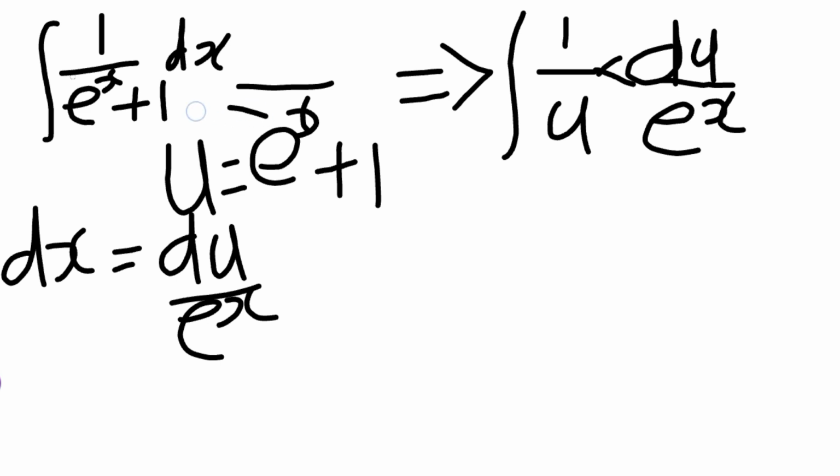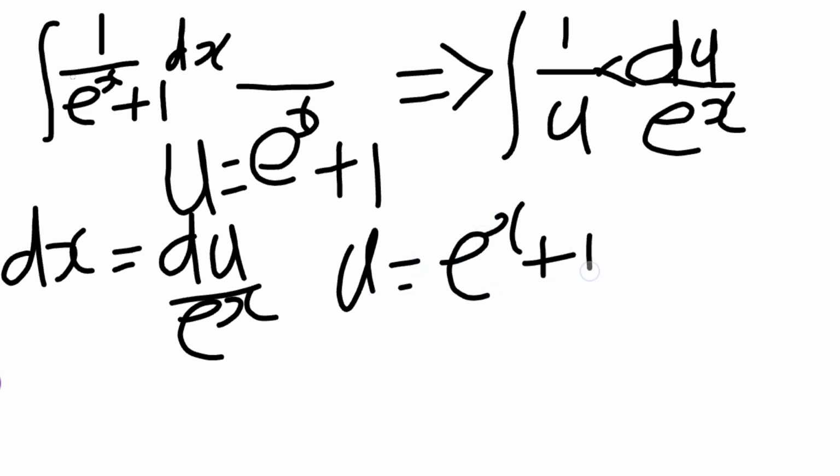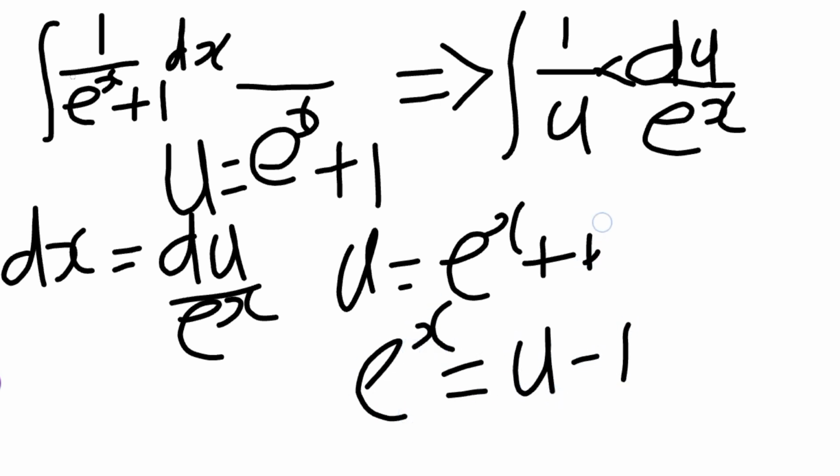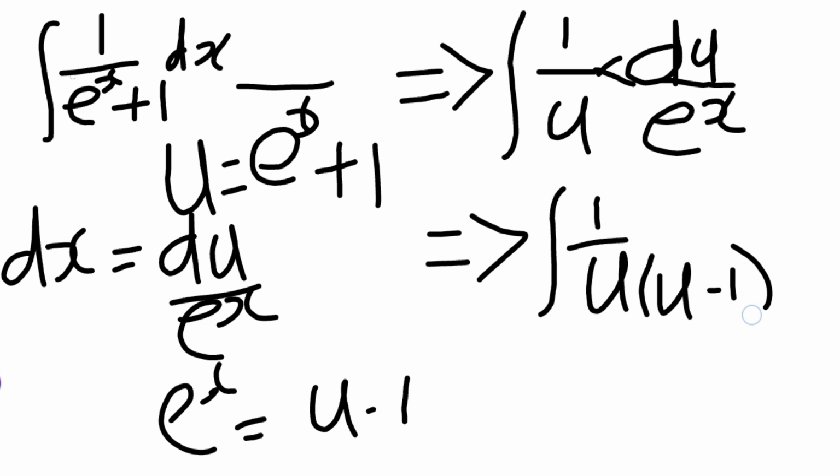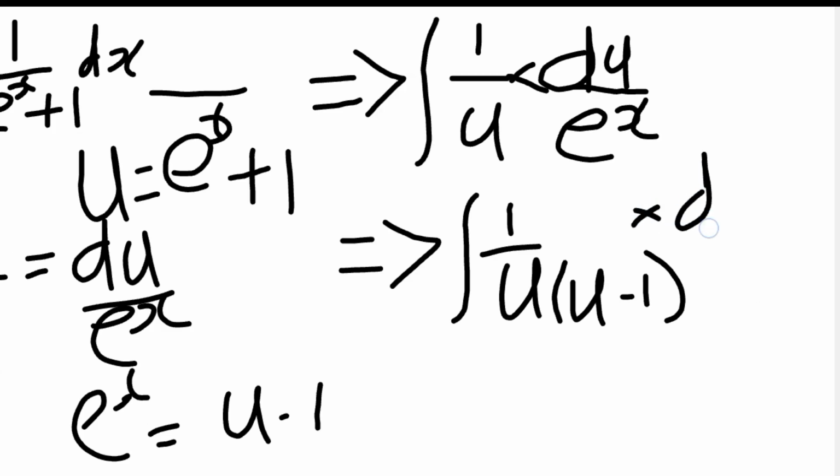Instead, we're going to look at this equation. We're then going to see that we had that u was equal to e raised to the power of x plus 1. So e raised to the power of x over here is then going to be equal to u minus 1. Now if you're bringing 1 to the other side of the equation, we're going to be having the integral of 1 over u minus 1 multiplied by du.